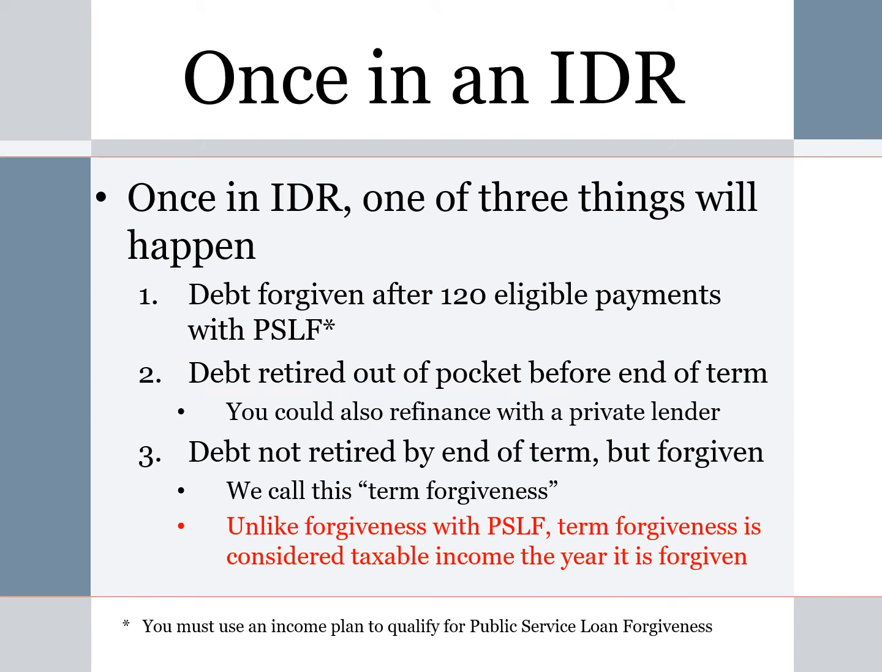Now, personal opinion, I think this is one of the most important slides you'll ever see on income-driven repayment plans and how they work. Once you're in an income-driven repayment plan, one of three things is going to happen. I'm going to use pay-as-you-earn as an example. Pay-as-you-earn has a 20-year term, Repay has a 25-year term. We have a separate module on how to choose between the two. I'm just using PAYE as an example. So if you use pay-as-you-earn, you've got 20 years to retire the debt, not a day longer. One of three things is going to happen.